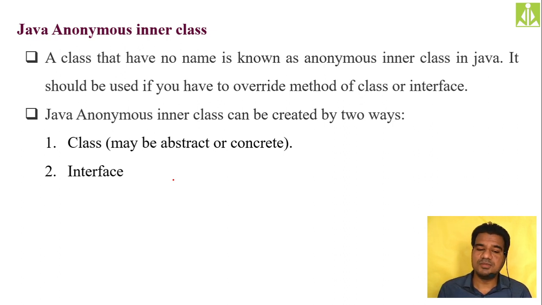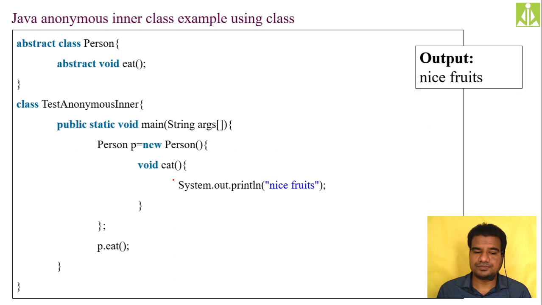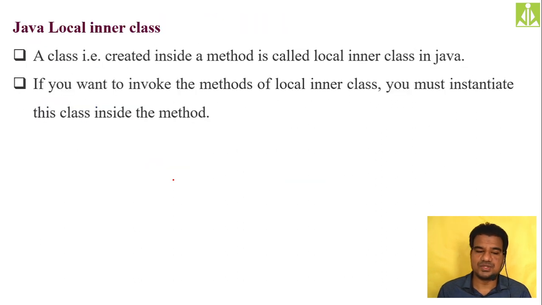Anonymous inner classes: a class body without the class name. A class body we will give without the class name. So that we will discuss very soon. Then the local inner classes, this concept we will complete over here.